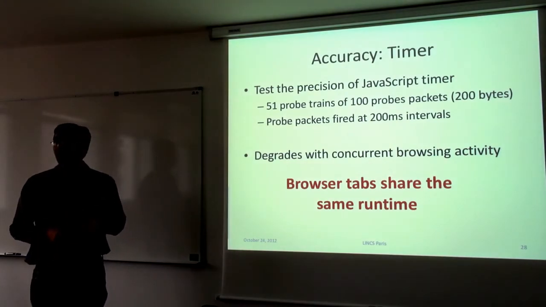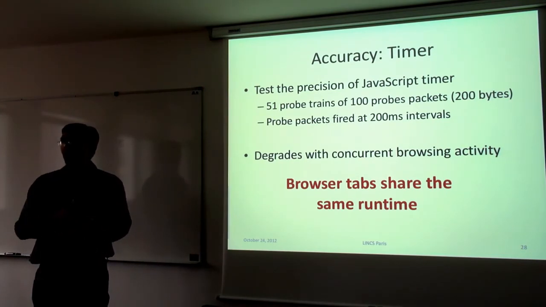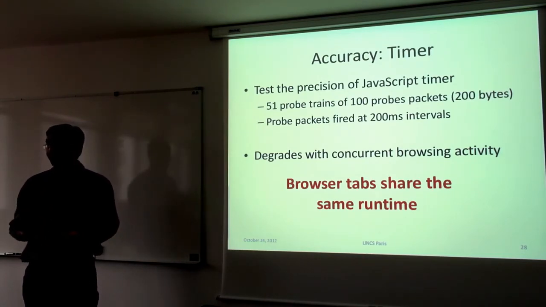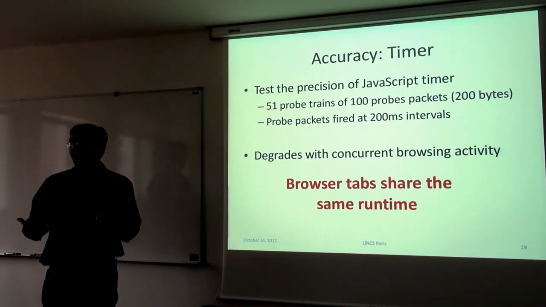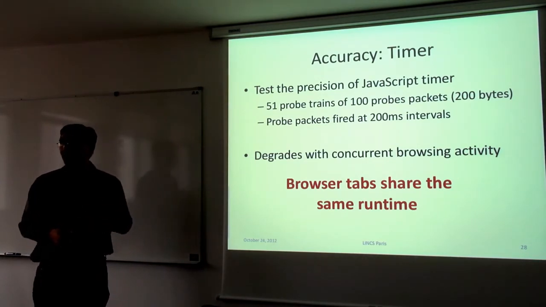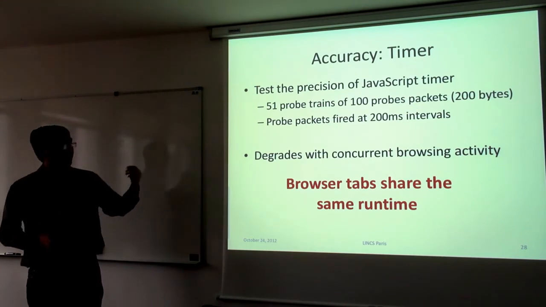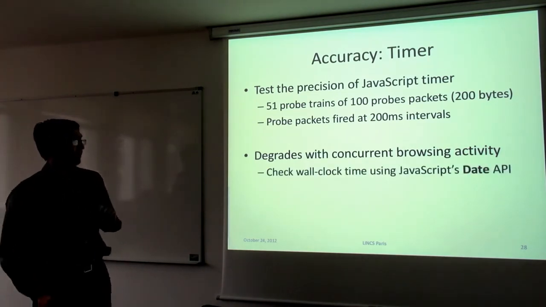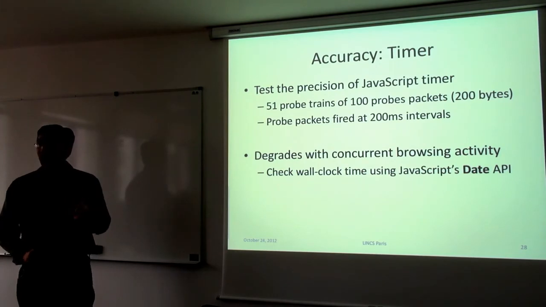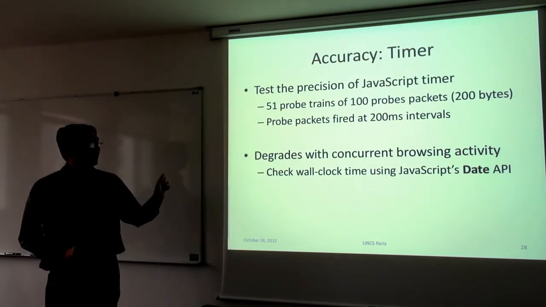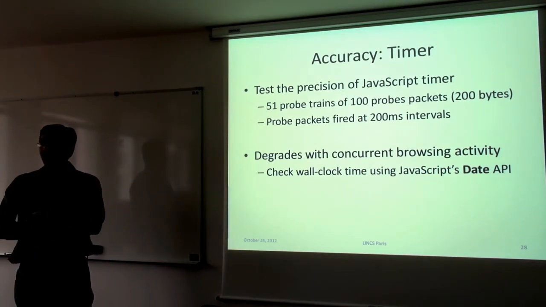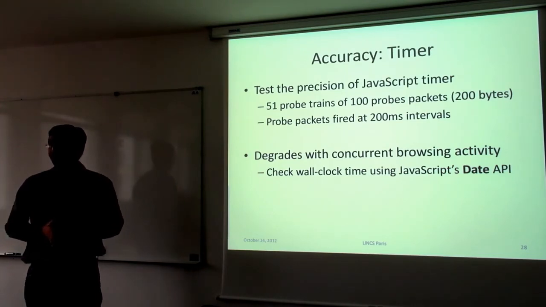And the reason for this is that if we open a number of tabs in a single browser window, they all share the same runtime. And on increasing the number of tabs, we increase the number of internal browser events that are generated for each tab. Now, as we increase the number of internal browser events, they hamper the firing of this JavaScript timer. And therefore, this accuracy degrades. Now, in order to assist the developers, we suggest that they can make use of JavaScript's built-in Date API, which checks the wall clock time. Experimenters can use this Date API to figure out whether the timer has fired on time or was delayed.